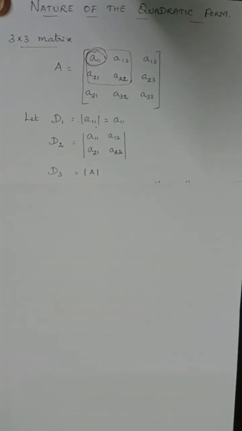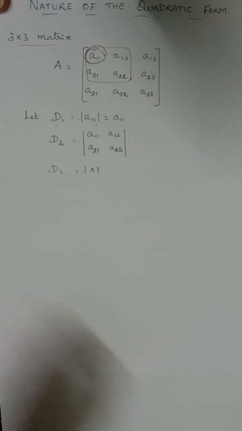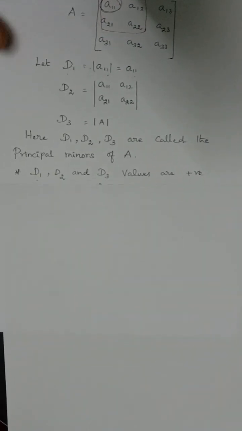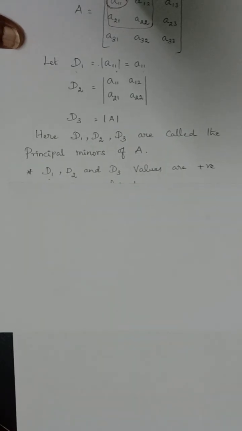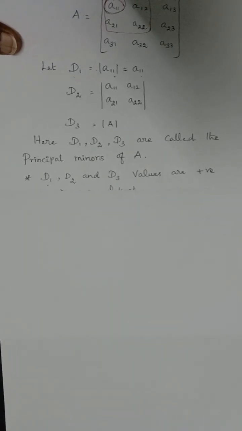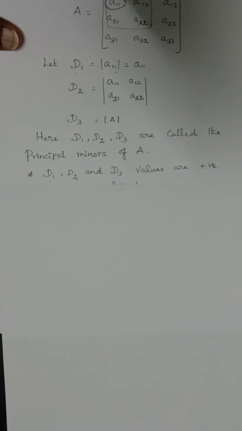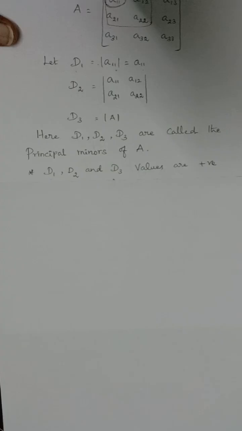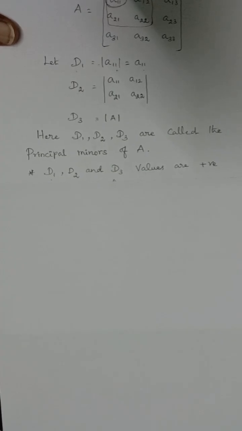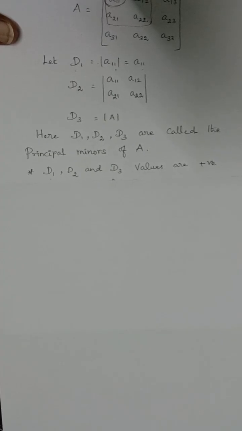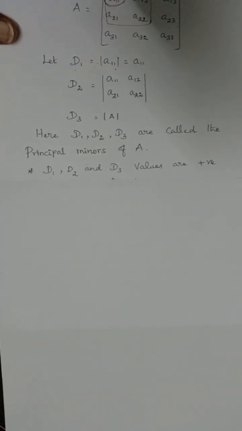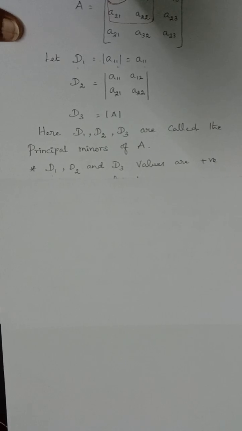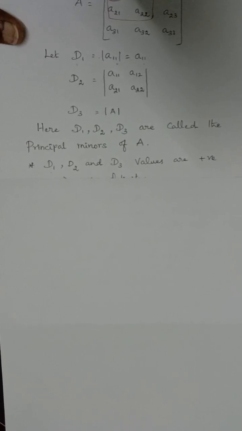So what are D1, D2? They are the sub-determinants of the given matrix. As I said, D1, D2, D3 are called the principal minors of A. Nature means we have 5 types. One is positive definite and the second is negative definite. Third and fourth are positive semi-definite and negative semi-definite, and finally indefinite. First we have to find the positive definite.